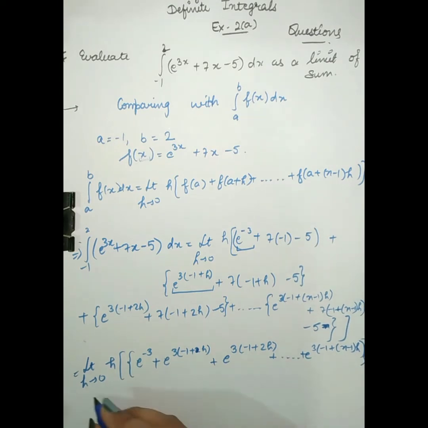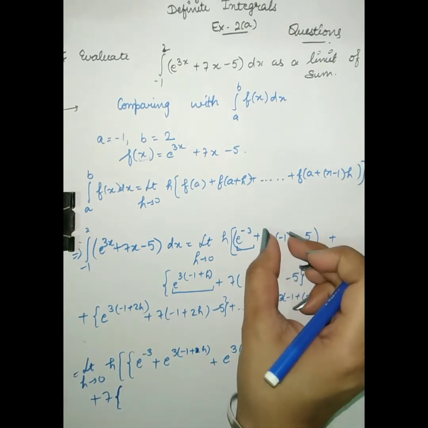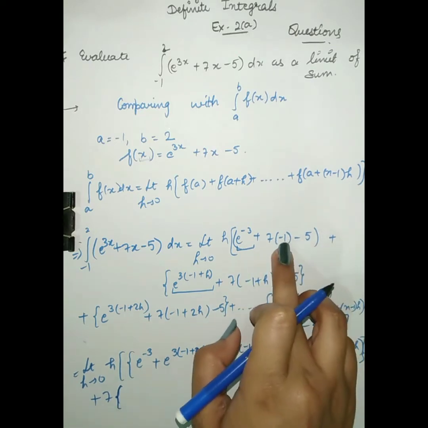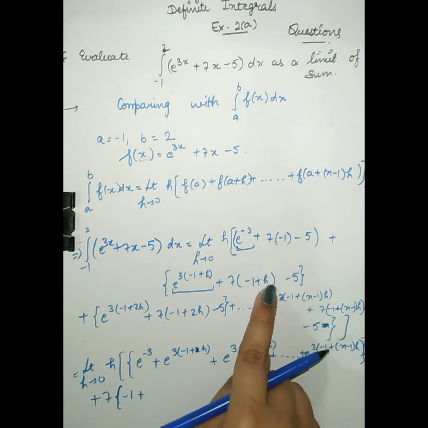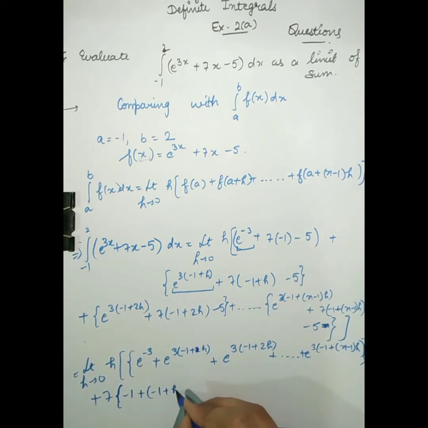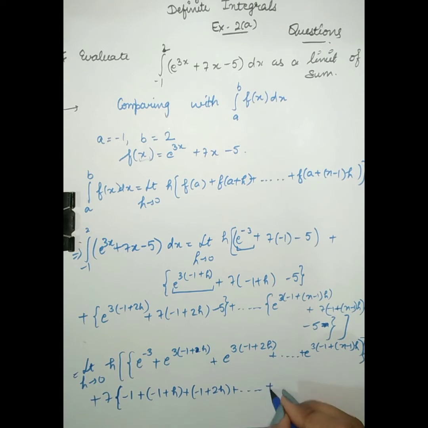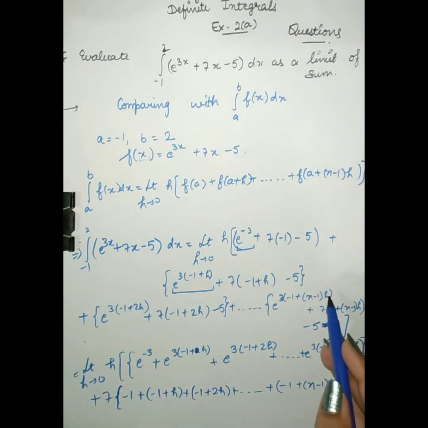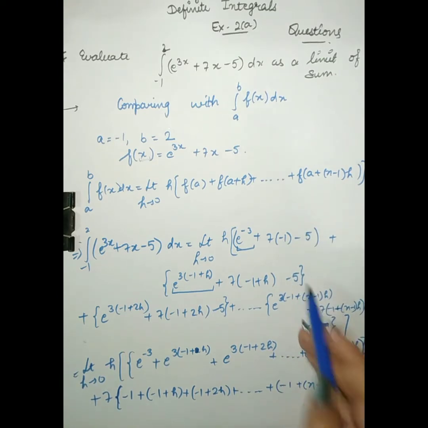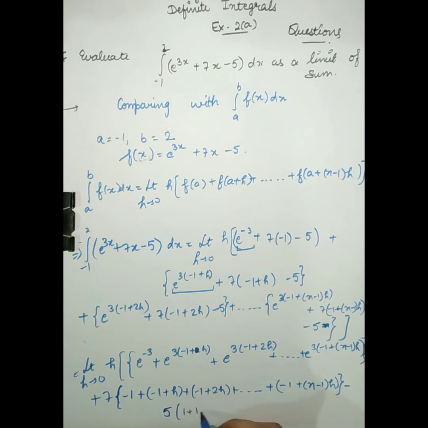Then plus 7 of, if we take 7 common from the second terms, that means 7 into -1 plus -1 plus h plus -1 plus 2h plus up to -1 plus n minus 1 into h, then minus of, if we take 5 common from the last terms, we get 5 into 1 plus 1 plus 1 up to n terms, that means it will become n by using the formula of this.